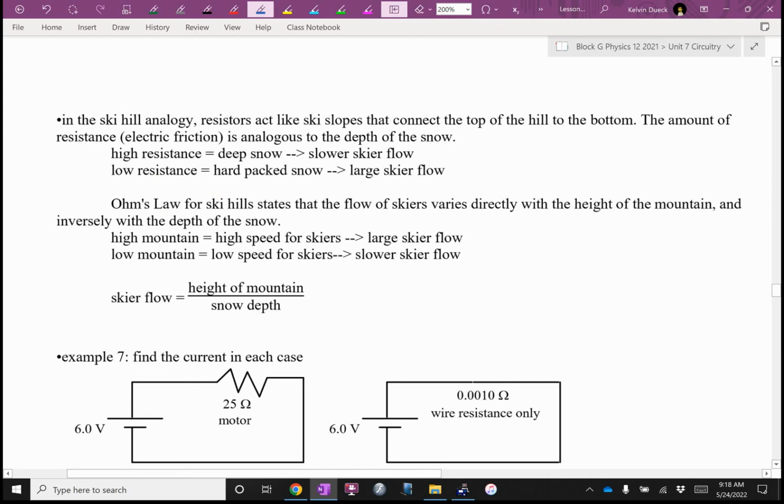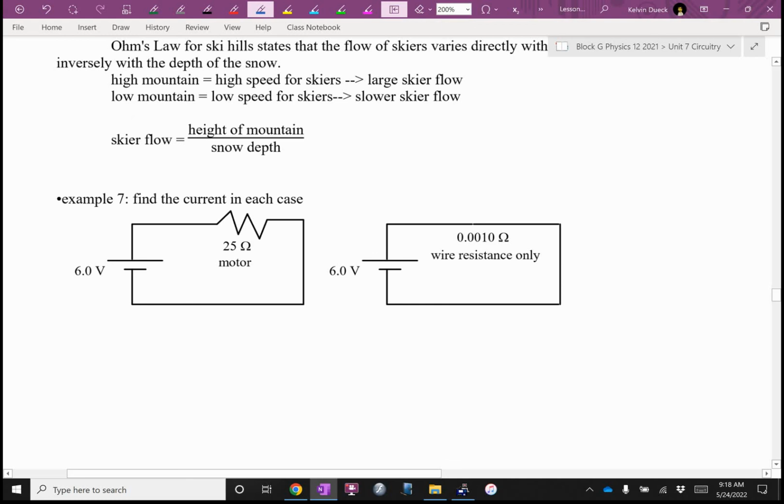Or you can think about it as how wide the ski slope is as well. So high resistance, very narrow trail, you can't get many skiers on there. Low resistance, wide trail, you can get a lot of skiers on there. So what does Ohm's law for ski hills state? It says the flow of skiers, current, relates directly with the height of the mountain. Higher ski hill, more skiers. And inversely with the depth of the snow. Smaller or more narrow trail with deeper snow, can't get skiers on there as fast.